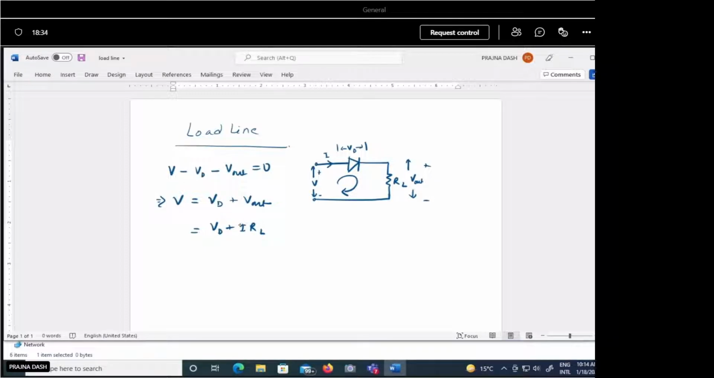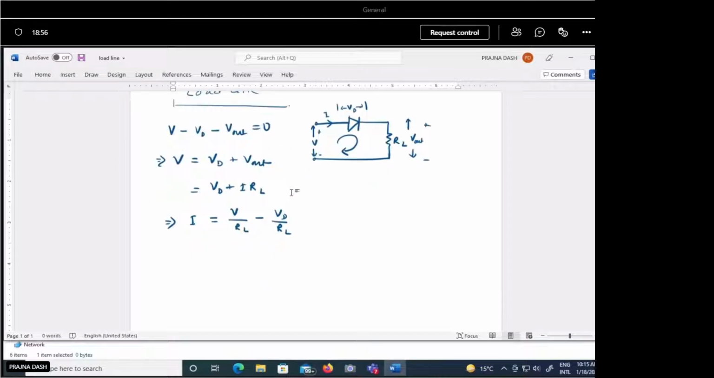So here let's say this current and voltage are just two variables. If you take these two as the two variables, then we can say that this relationship can be represented as I equal to, what will be the relationship? This will be V by RL minus VD by RL. So you just see this equation here. Let's say this I, and if you want to study the characteristics or behavior of this circuit when we connect the diode with a resistor, then how this behavior will change.